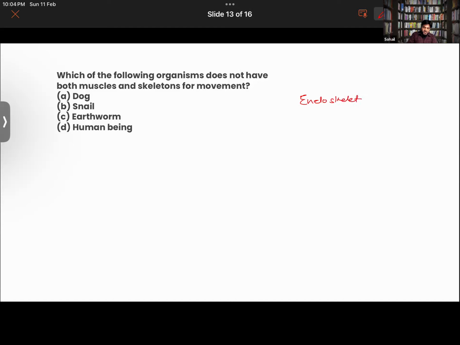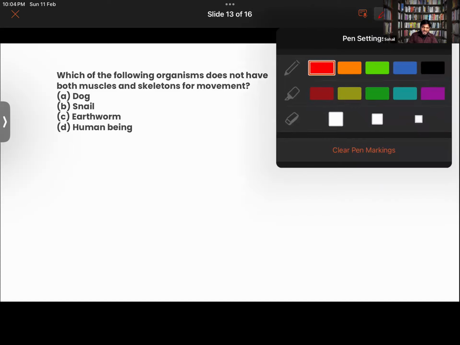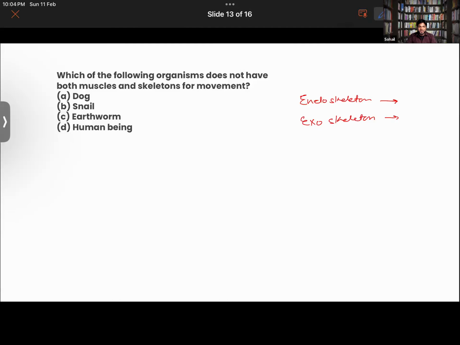and the other one is called exoskeleton. In the case of exoskeleton, the skeleton is present outside the body of the organism. Can you give an example of such an organism in which you see that the exoskeleton is outside?